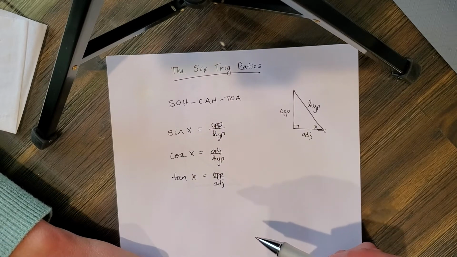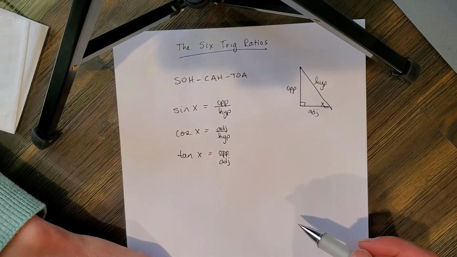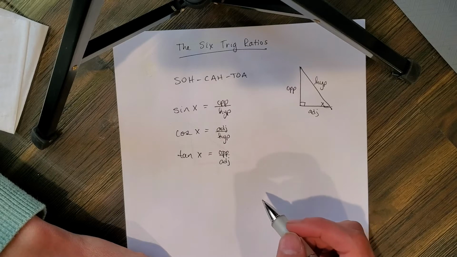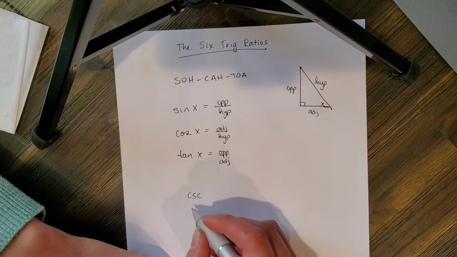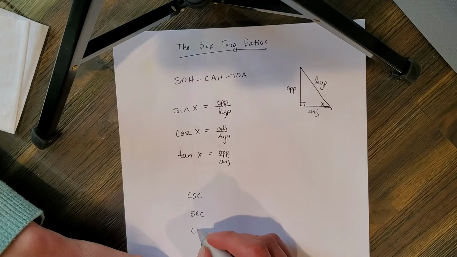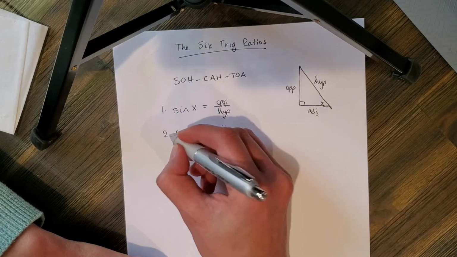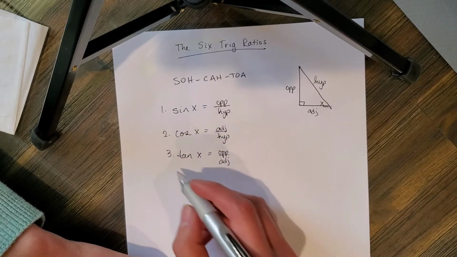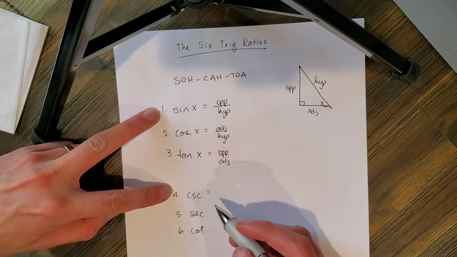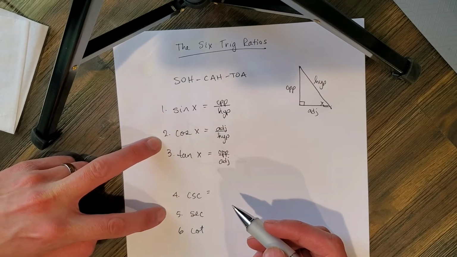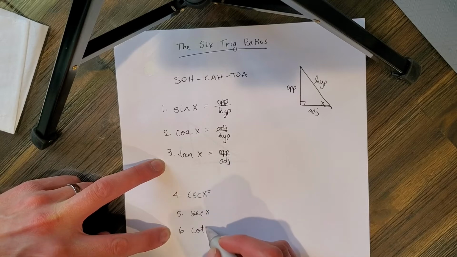Now, where do the other three come from? Well, they come from these three here. They're basically just a reciprocal, and they have three special names. So notice here, we have cosecant, secant, and cotangent, and these are the reciprocals of these. So this is 1, 2, 3, and then in order, we have 4, 5, 6. So these two are reciprocals, these two are reciprocals, and these two are reciprocals. And then, of course, these are going to be of x.